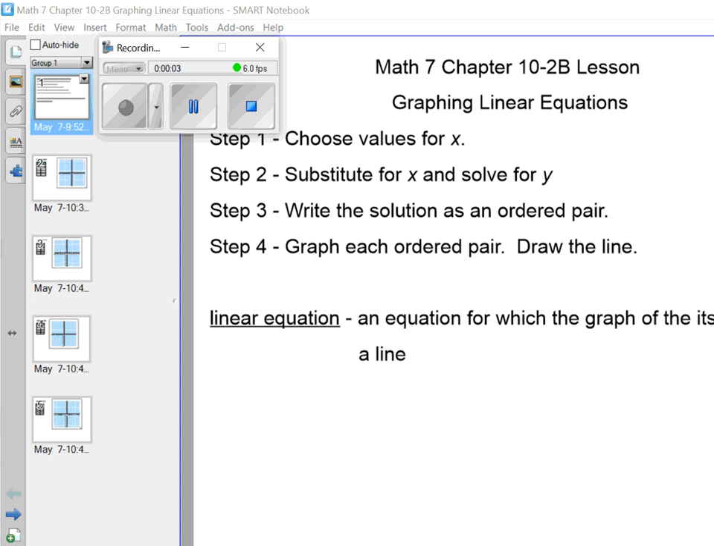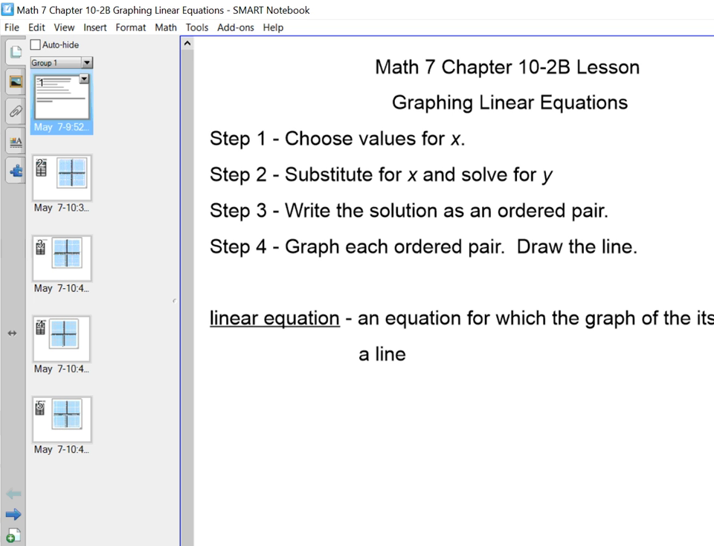Hello again, class. In Chapter 10 2A's lesson, we worked on testing whether ordered pairs were actually going to be a solution for a linear equation. Today, we're going to do the same thing, except we're going to find the ordered pairs. And we do that by, first of all, in step 1, choosing our values for x. Then we're going to substitute for x, do the math to solve for y.